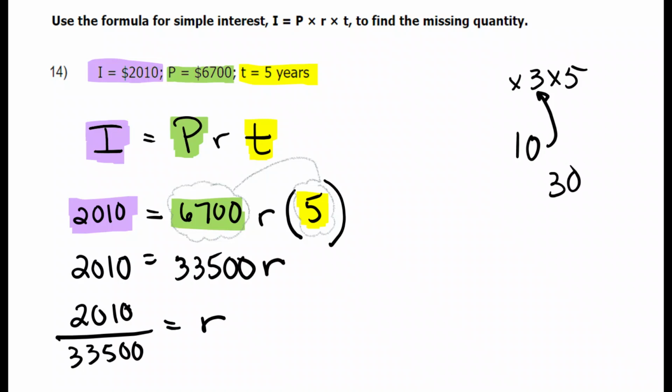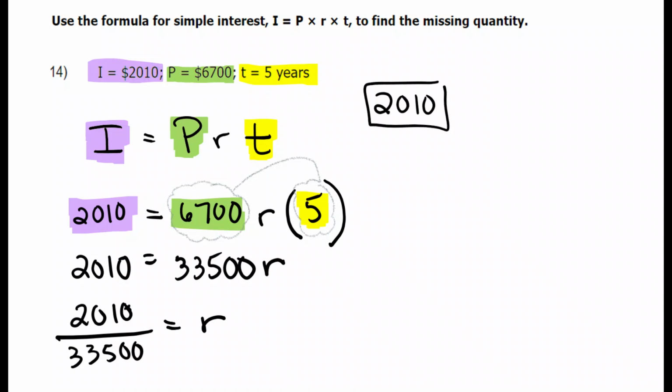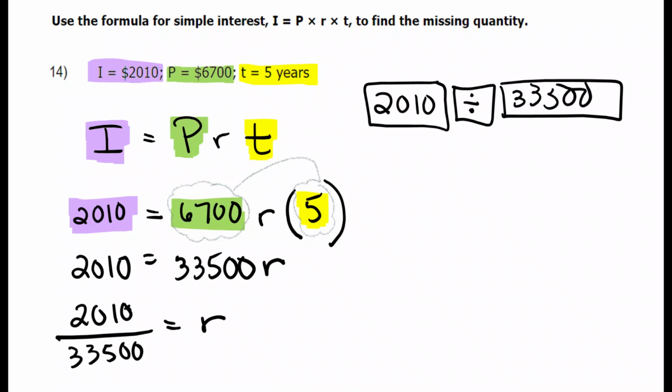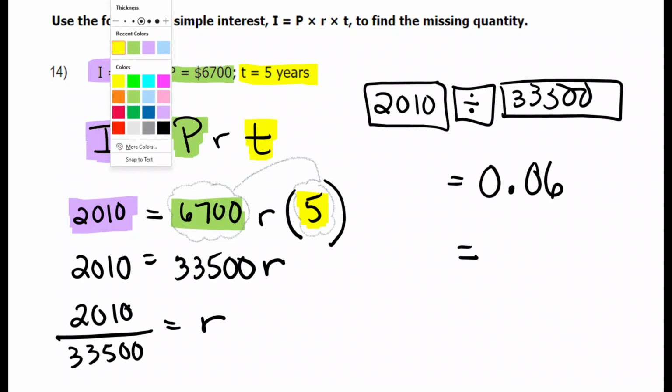So grab your calculator, punch in, let me erase this. You're going to put in the 2010 into your calculator screen first. Always the numerator is going to be divided by the denominator. And then hit your equals button or your enter button, and you should get 0.06. But that's not my final answer.